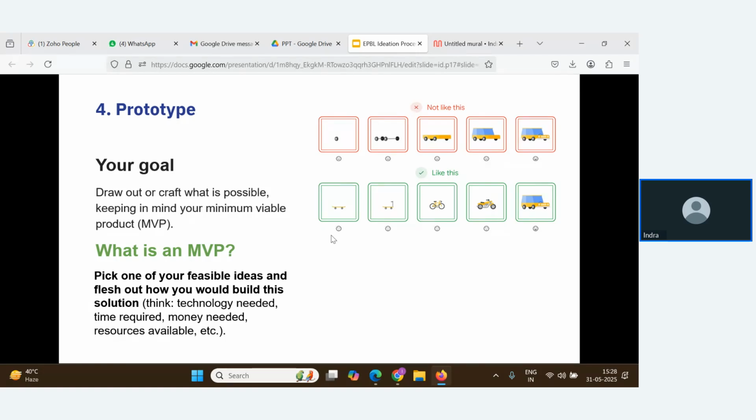I'm explaining you. Here, our goal is to create a very early version of the ideas. This generally happens in organizations where they're working on some projects. So they will deal with something called MVP. See, this MVP stands for minimum viable product. So what does it mean?